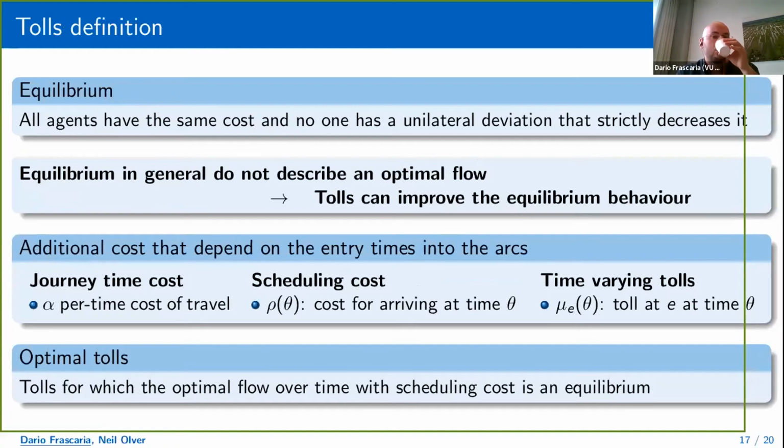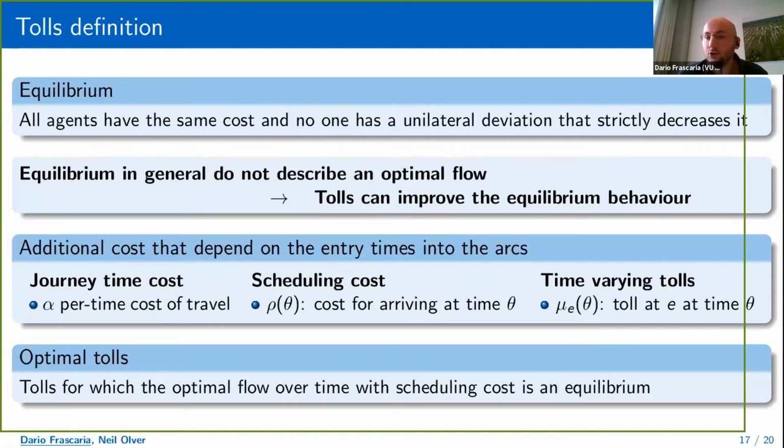So now I'm going to focus on the game theoretic setting. So we know that in an equilibrium, all the agents have the same cost and none of them can reduce its cost. And usually equilibria do not describe optimal flow.